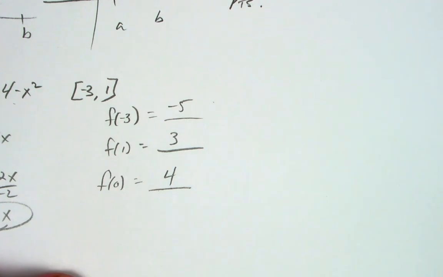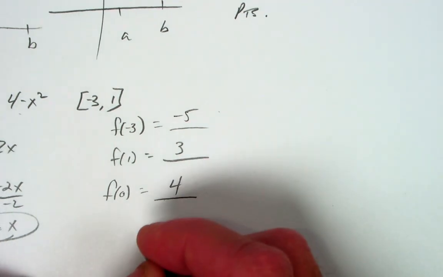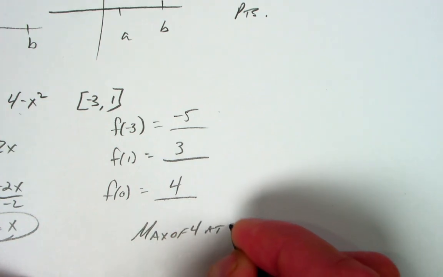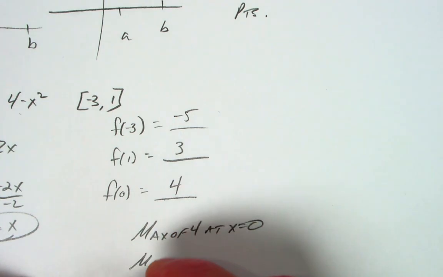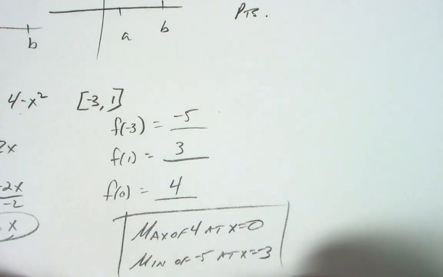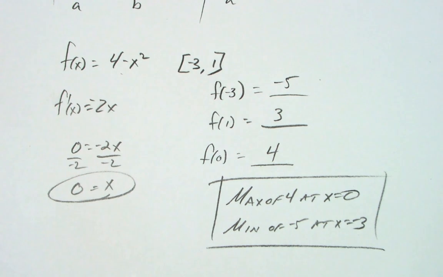So here's the way I like to state this. It's got a max of 4 at x equals 0. It's got a minimum of -5 at x equals -3. Done. Are there problems where the derivative is going to get a little bit more complex? Yeah. But we'll do some more examples with that tomorrow. I think you guys will be able to get through this pretty quickly.